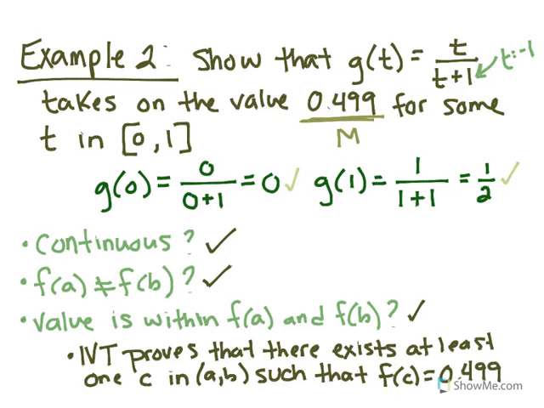And so this is an example of what our answer could look like. The IVT proves that there exists at least one c in our interval AB, such that f of c is equal to 0.499. And of course, if you'd like to, you can change your interval AB to be the actual interval that we have, which is 0 to 1. So there's a couple different ways that you can go about answering that question. So that's our IVT, and that will conclude this tutorial.